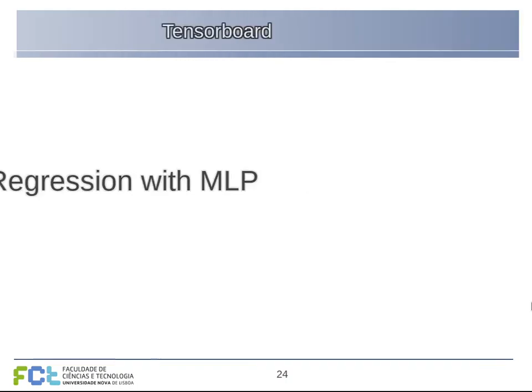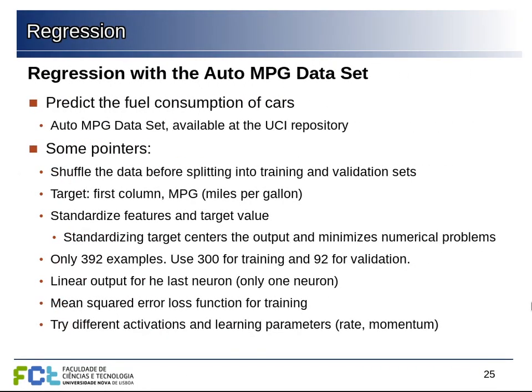Okay, so let's see an example that we're going to do this week, which is to predict the fuel consumption of cars. This is derived from the auto miles per gallon data set. I just took some categorical features and so on and cleaned up the data a bit. But what you have is basically the first column, the number of miles per gallon of fuel that the car can do. And the other 7 columns are features like the power of the engine, the year of the model, things like that. So shuffle the data before splitting into training and validation sets.